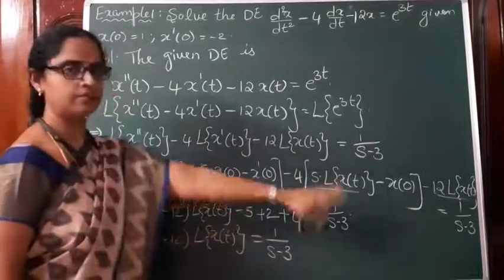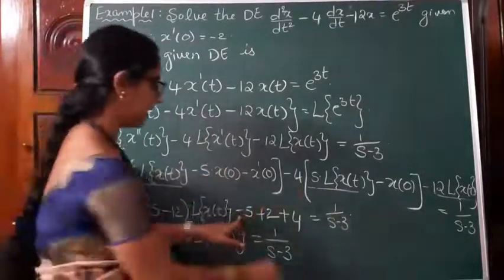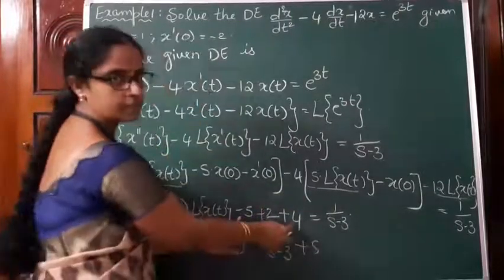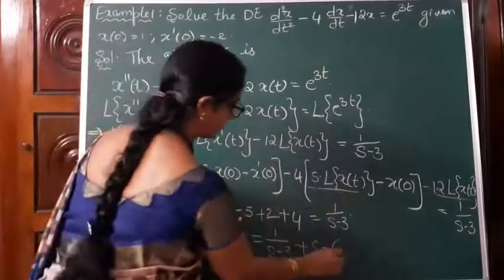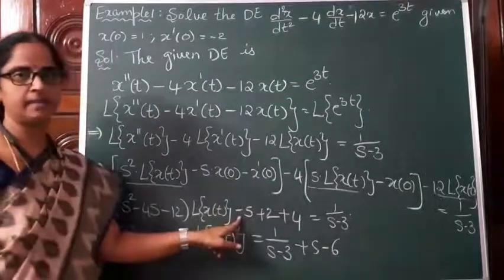We take these terms to the right hand side, so minus s becomes plus s. 4 plus 2 is 6, and when it is taken to the right hand side, it gives s minus 6.